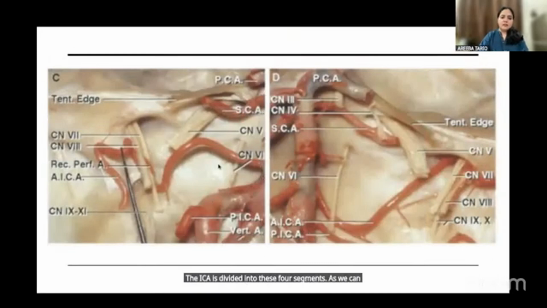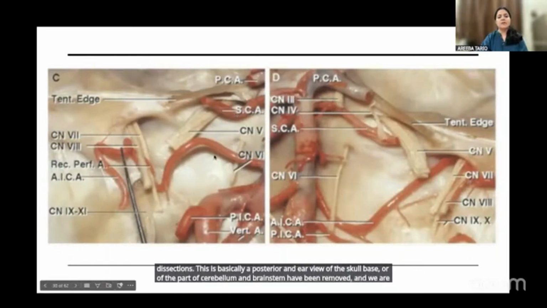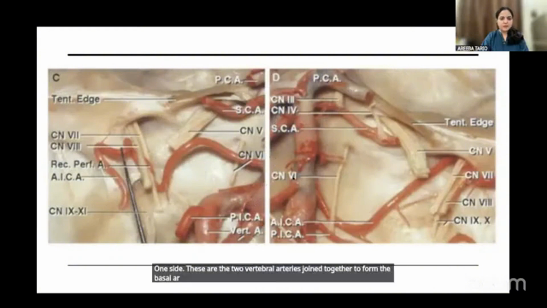As we can see, these are further dissections. This is basically a posterior anterior view of the skull base. All of the part of cerebellum and brainstem have been removed, and we are seeing just a magnified view of one part, one side. These are the 2 vertebral arteries joined together to form the basilar artery. We don't have an image over here, and we can see this vessel. This is ICA. How do we know this is ICA? Because this is closely associated with cranial nerve 7th and cranial nerve 8.